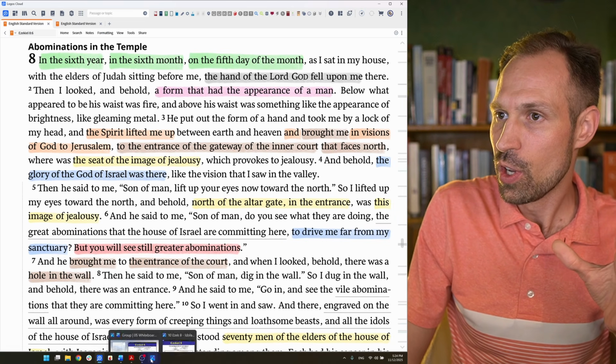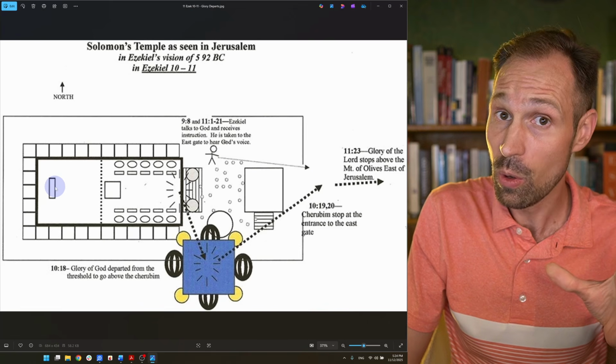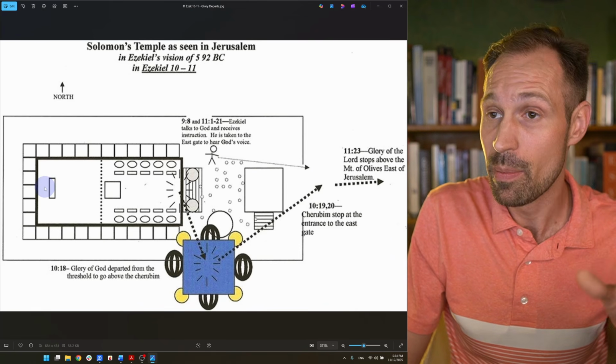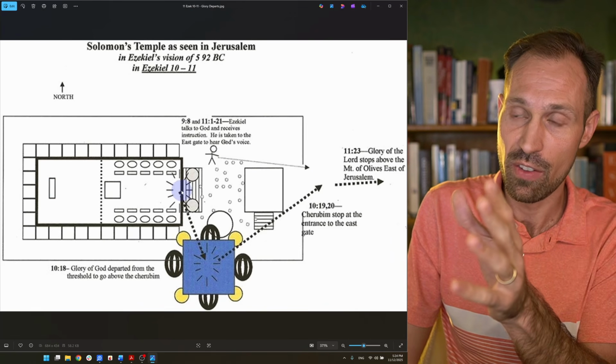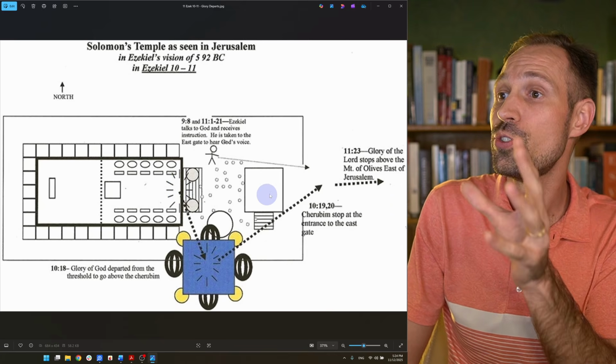So first, we see the presence of God leave from the Holy of Holies there in the temple in Jerusalem and go to the threshold of the temple. And then God's glory presence is going to go from the threshold to the east gate.